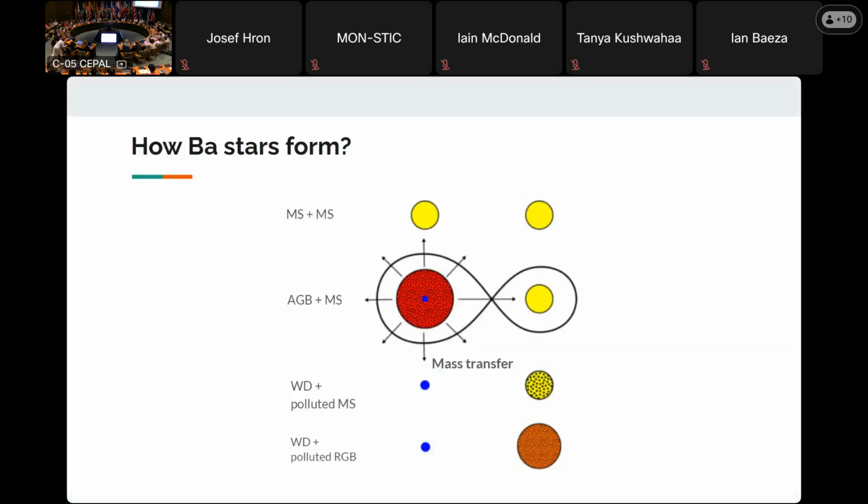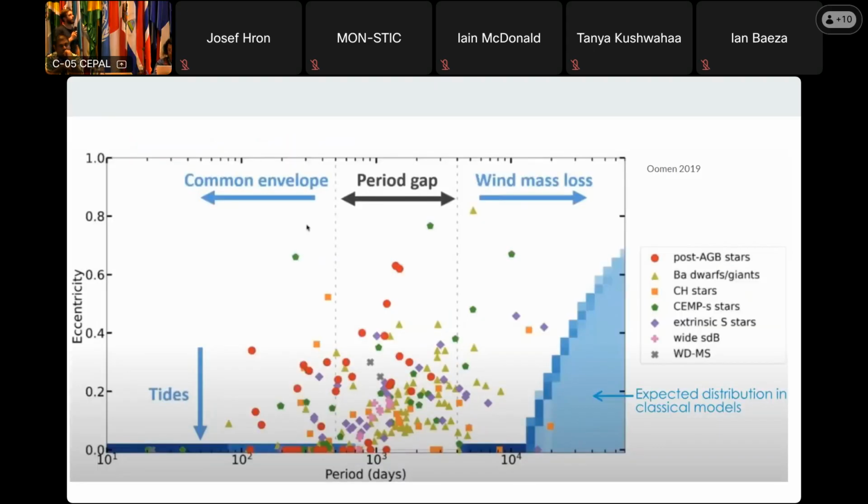Over the past few days, we have talked a lot about CEMP stars and about barium stars. Very quickly, this is how they are formed. We start with two main sequence stars. The more massive becomes an AGB. It synthesizes s-process elements, which are somehow transferred onto the companion. Eventually, the AGB becomes a white dwarf, and now you only observe the polluted companion, which we call a barium star or a CEMP-s star, etc.